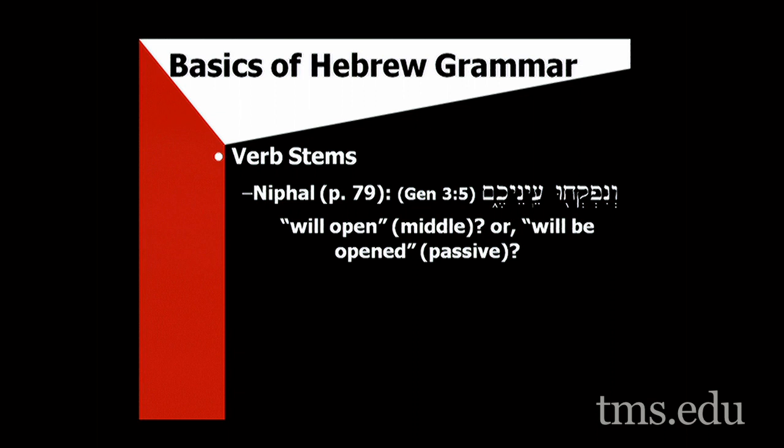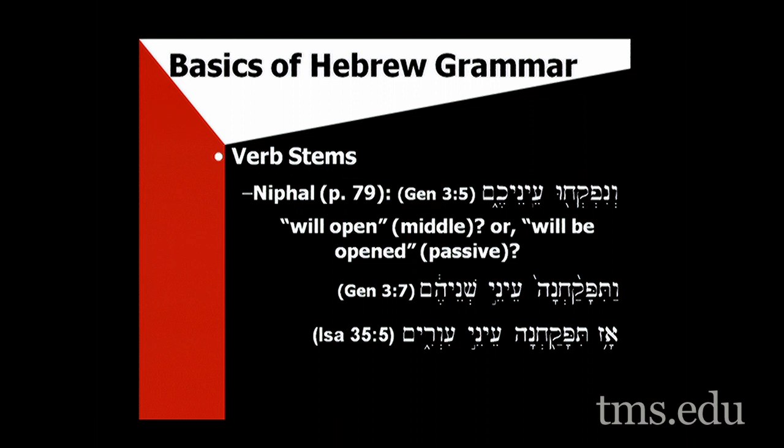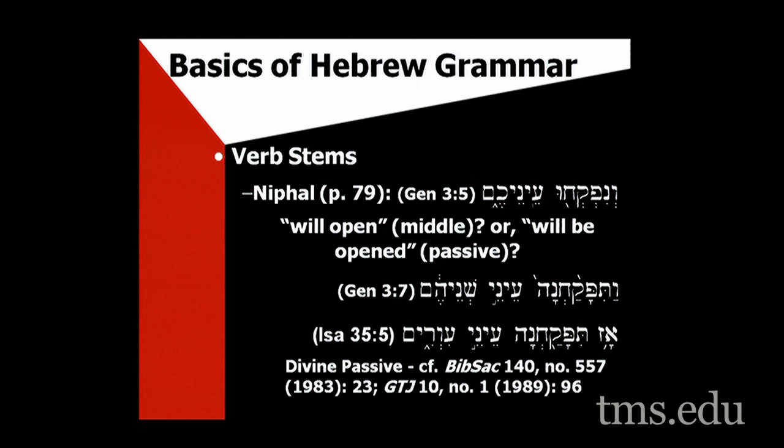You see it later down in 3:7, where you have the same nifal used of an imperfect, the same verb root, with the eyes of the two of them. So the eyes of the two of them were opened. We see it in Isaiah 35:5, then the eyes of the blind were opened. And notice that in all these cases, the nifal seems to have a passive sense. In other words, the agent, the one who actually opens, is not stated. It's not identified. It's understood to be God, that God is opening the eyes. It's called a divine passive.